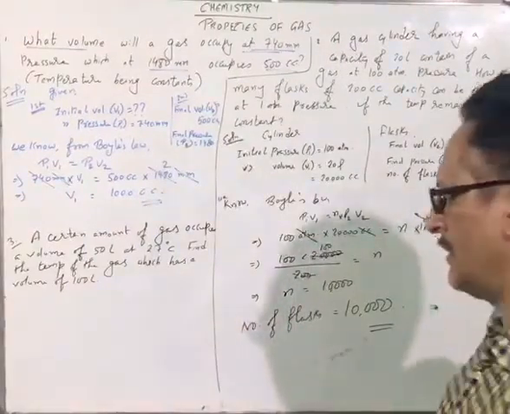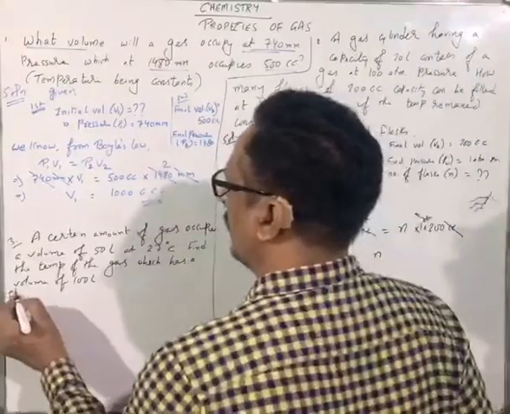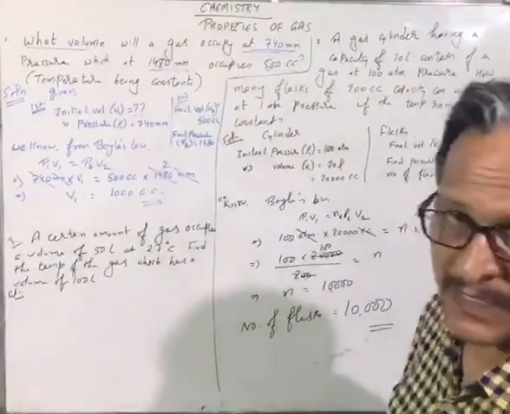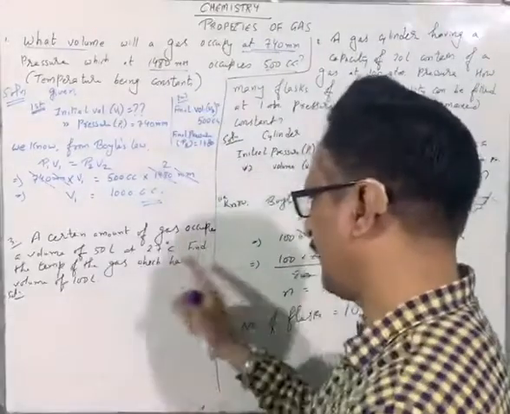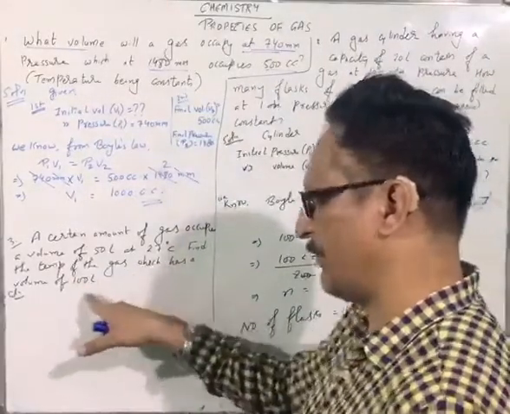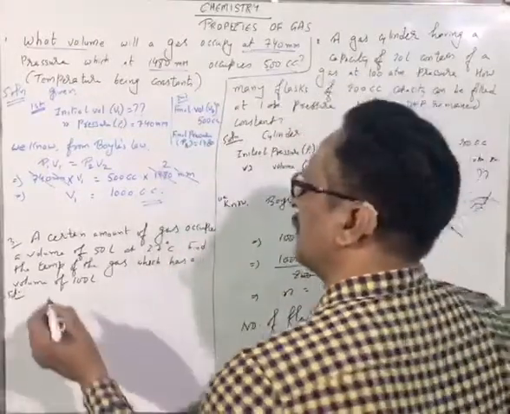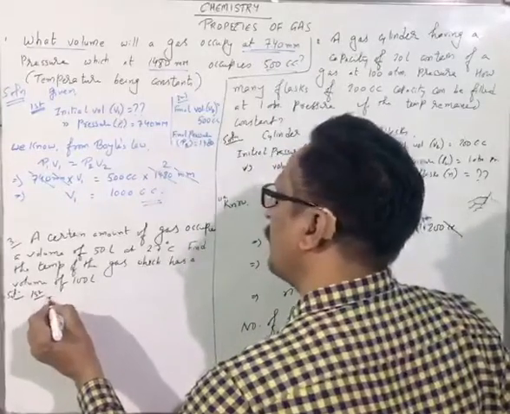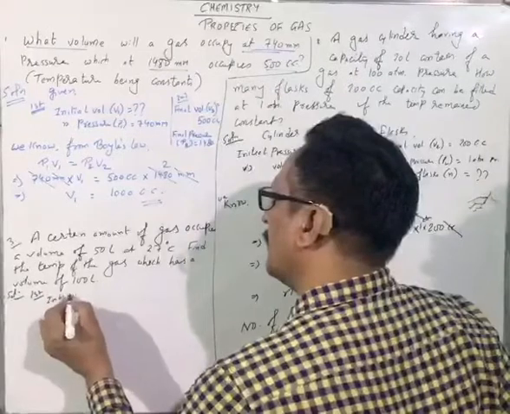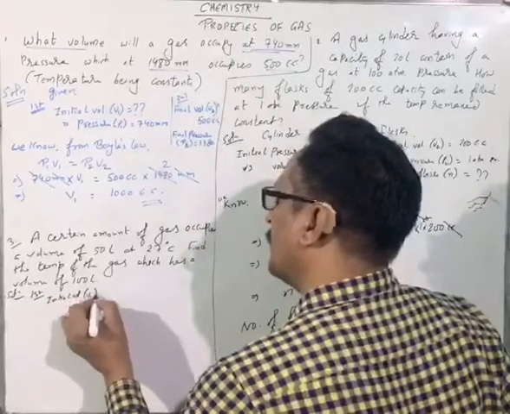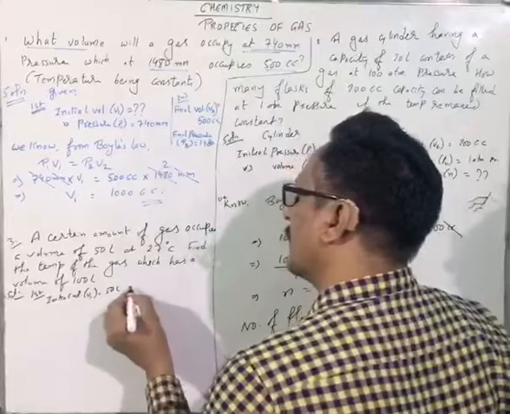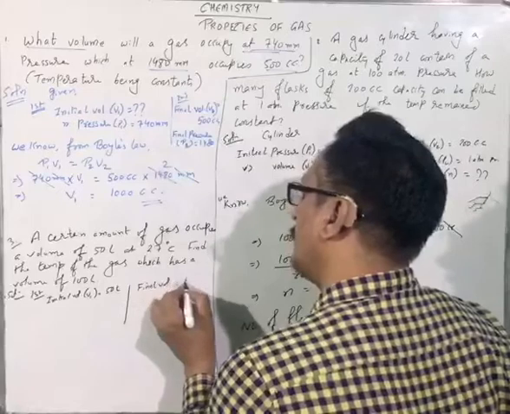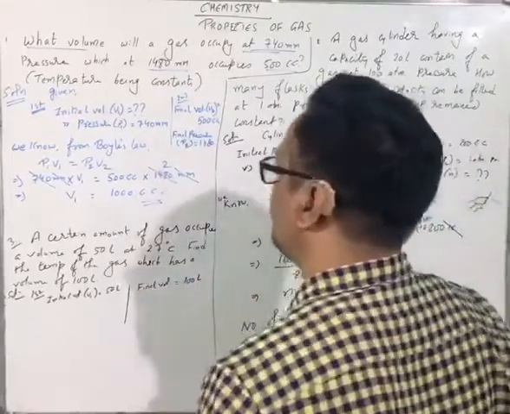Now in this third case, the question is given that a certain amount of gas occupies a volume of 50 liter at 27 degrees Celsius, okay. And you have to find the temperature of the gas which has a volume of 100 liter. So here in the first case you see initial volume, that means V1 is 50 liter, okay. And here the final volume is 100 liter, okay.